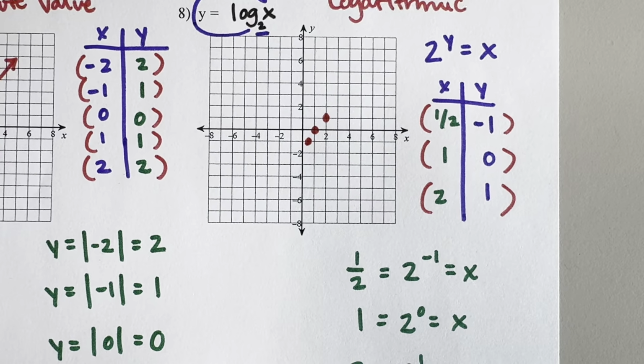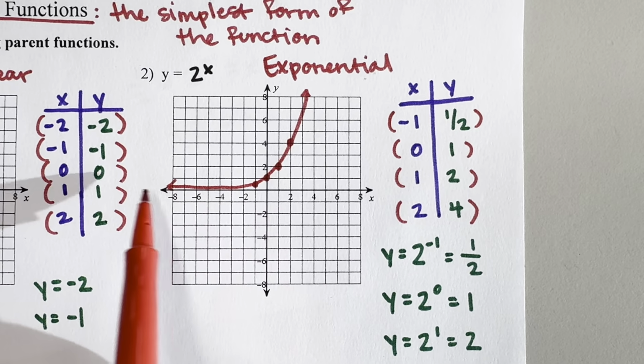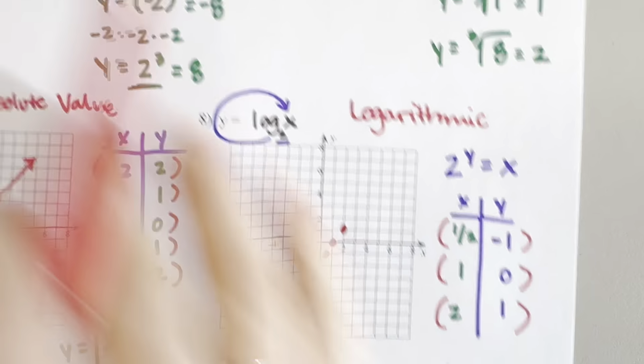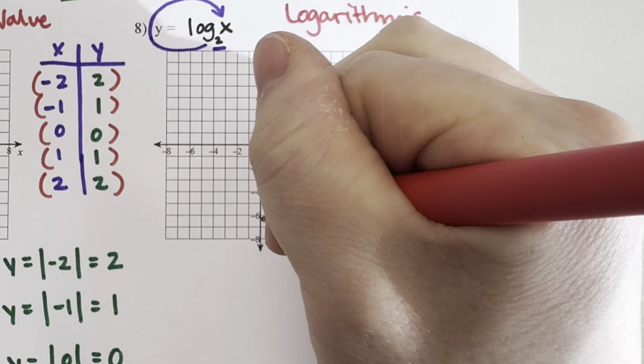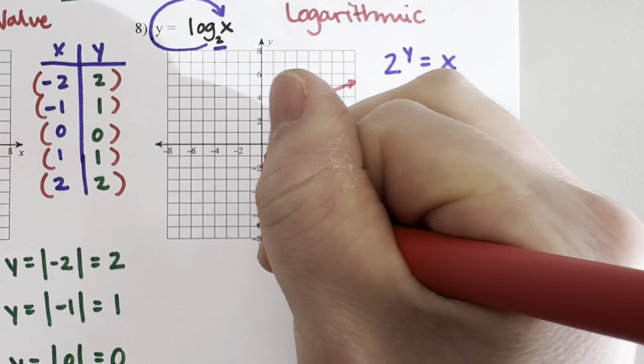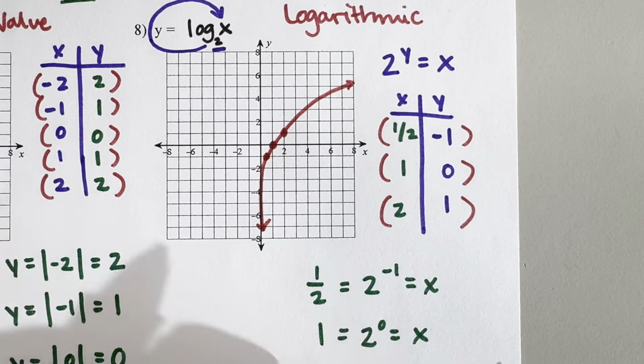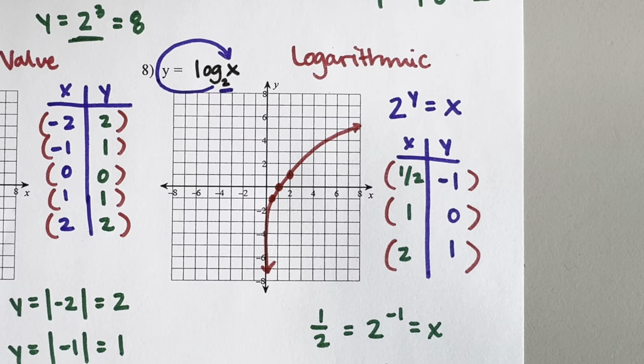Okay, so if you look back at your exponential, you'll notice that it gets really close. In fact, let's look at it. So with an exponential, it's getting really close but never passing. The same thing is happening with a log, except it's the different axis. It's never going to go past that x-axis. It's going to look something like that. And there we go.